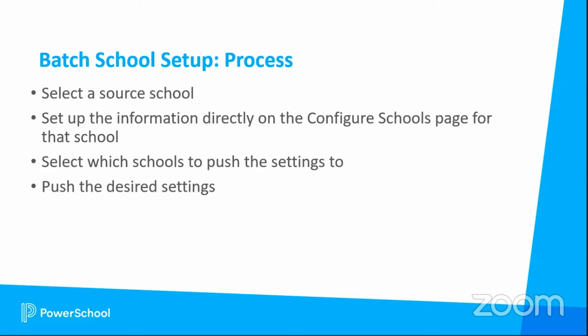And then the next step of the process is you select which schools you want to push the settings to. You can use filters to find those. There's a category that can be set up at the school level, so you can put all your high schools in a category, all your middle schools, all your elementaries, so you can push it in groupings. And then the last step is to push the desired settings.